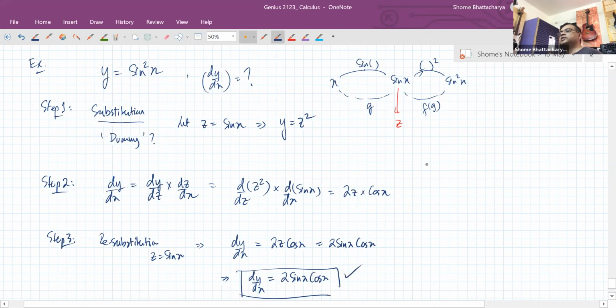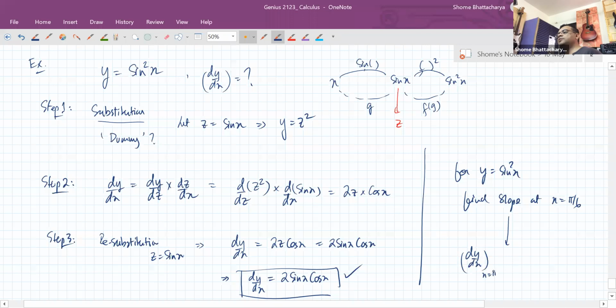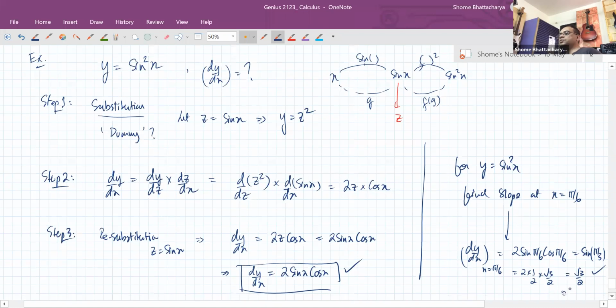Now I know that this is the rate of change. So for example, for the y equal to sine square x graph, I want to find the slope of the tangent at x equal to something, let's say pi by 6. The slope of the tangent at pi by 6 will become 2 times sine pi by 6 cos pi by 6, which by formula I can also write as sine pi by 3. Or I can directly substitute: it is 2 into half into root 3 by 2. So it's root 3 by 2, which is basically sine pi by 3. So this is a simple example of the method of application of chain rule.